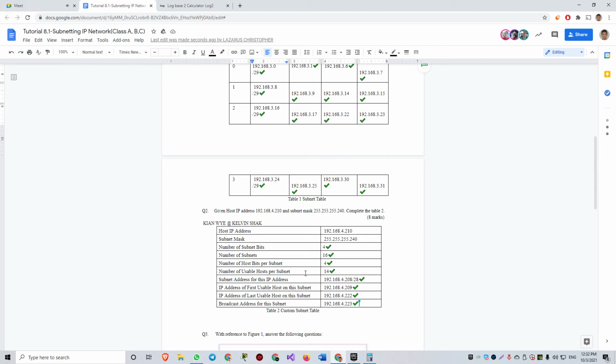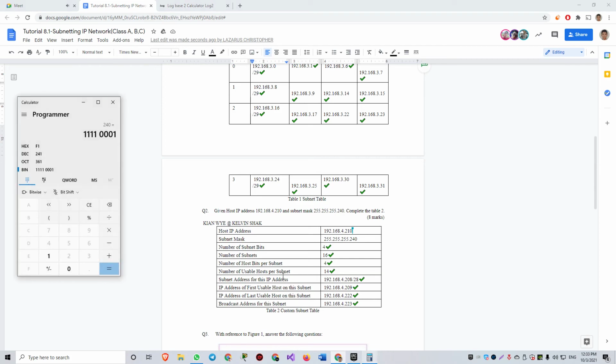Oh, okay. Yeah. So once you have that, then you can get the first usable and last usable quite easily. And how do you get this 208? Because from the 210, you convert to binary. You said the first 4 bits are subnet bits, so you convert those 4 bits. You get 13, right? So that means this host IP address is within the 13th subnet. So all you need to do is use the magic number until you get 13, and that is your subnet address.